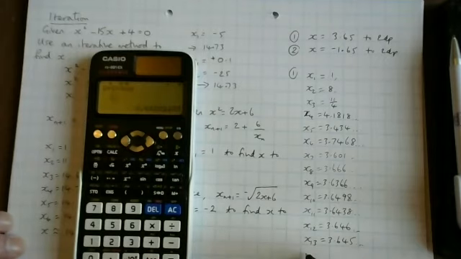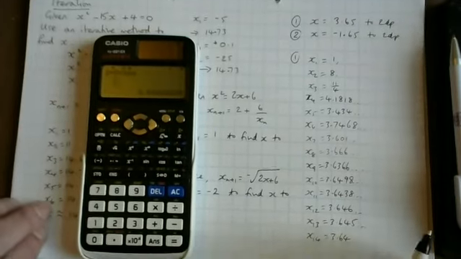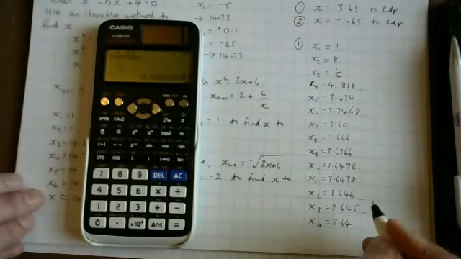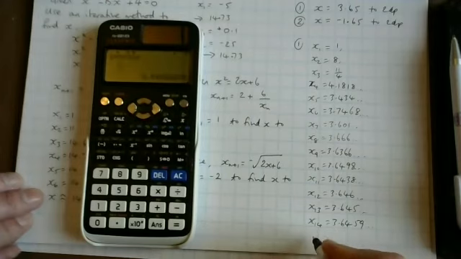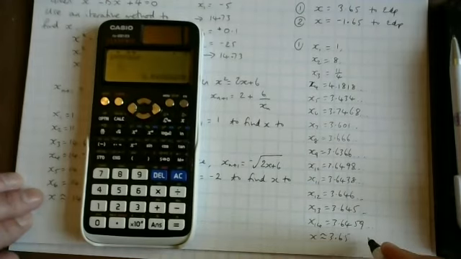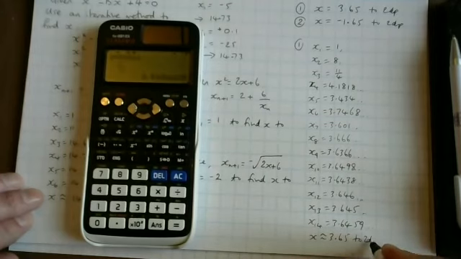I think I get a bit confident now. x14, 3.6459. So I'm going to say that x is approximately 3.65 to 2 decimal places.